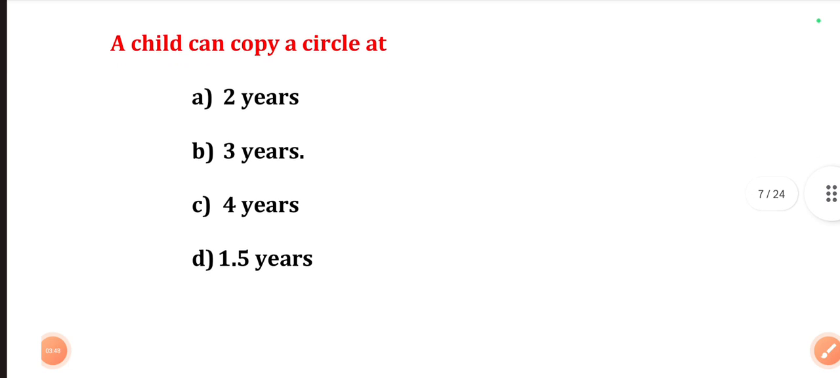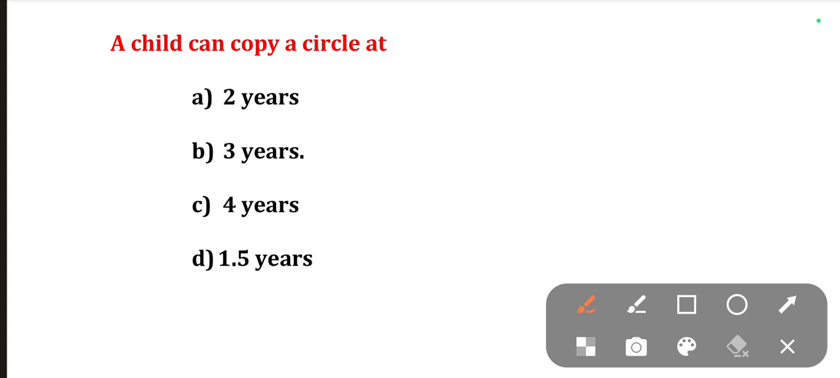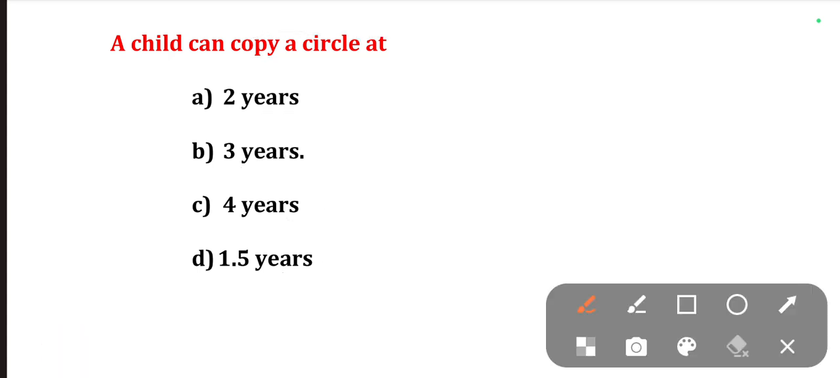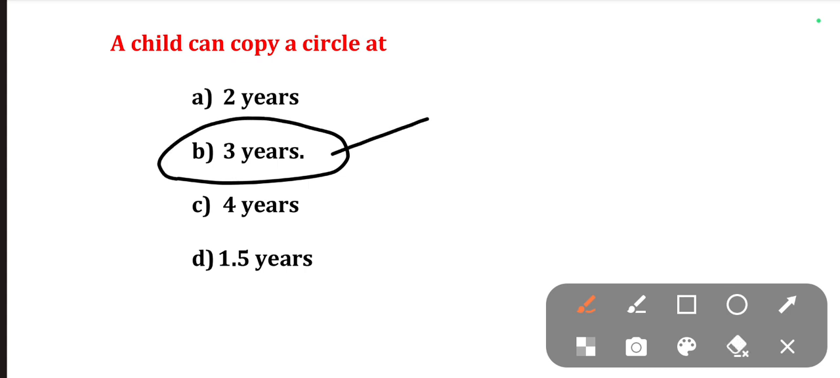So the next one is a child can copy a circle. So in the growth and development of a baby, when will the child copy a circle? Options: 2 years, 3 years, 4 years, and 1.5 years. The right one is 3 years. So at the age of 3 years, the baby can copy a circle.